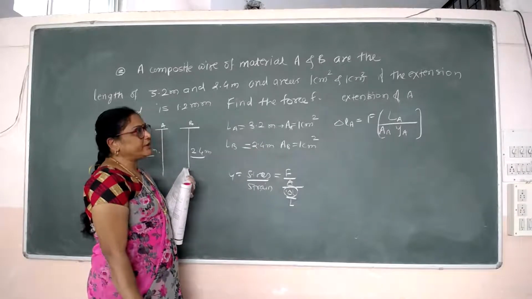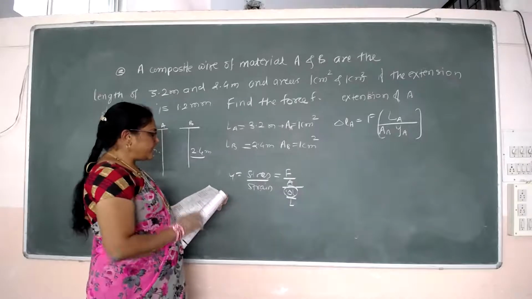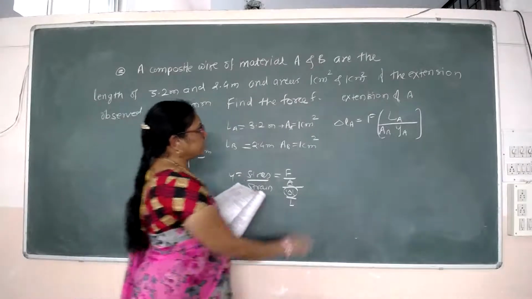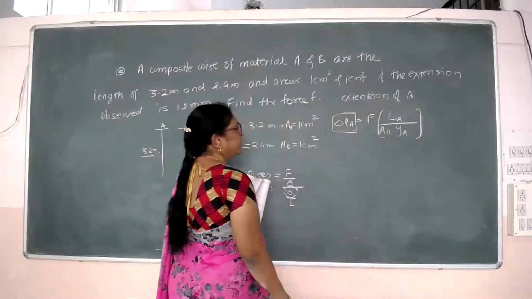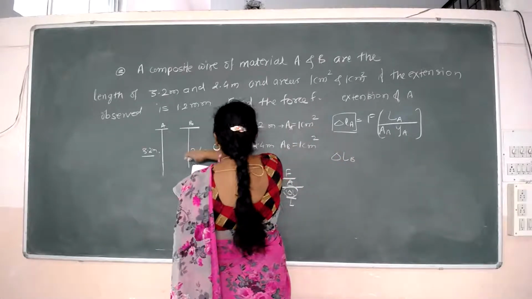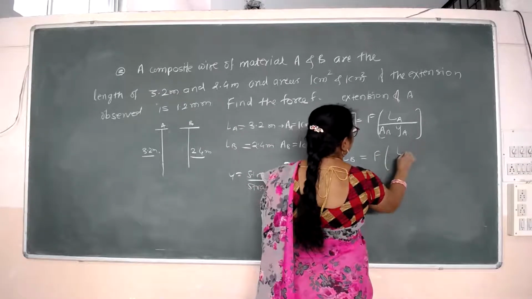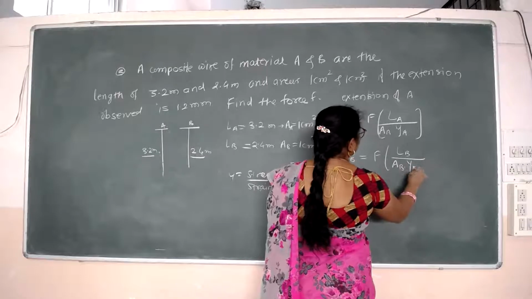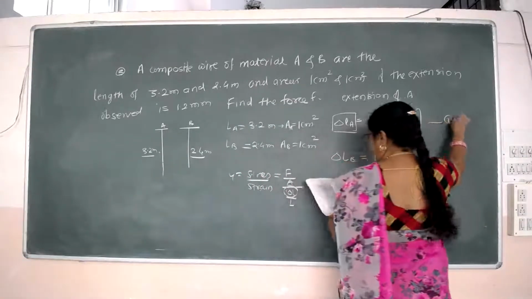Let's substitute the given values and find the change in length. Therefore, the change in length is equal to this related formula for A. Then find the related formula for B. Because there are two wires, compare both wires. This is equal to F into LB divided by area of B into Young's modulus of B. So this is equation number 1 and this is equation number 2.